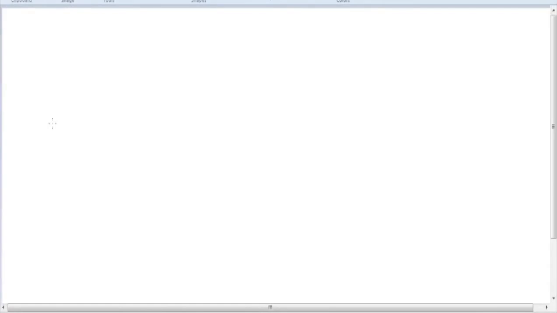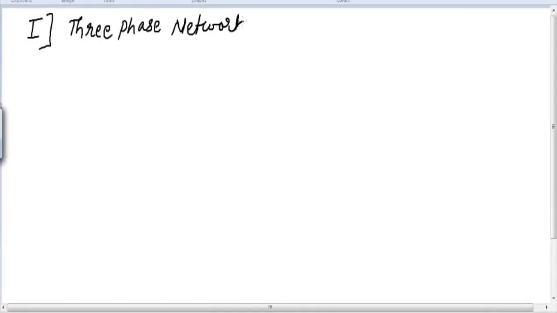So we are taking the first topic of Unit number 3. For the first topic, you will write in your copy: 3 phase network in impedance form. Okay, so how to write the three phase network in terms of the impedance form? Okay, so I will draw the diagram here, so you also have to draw the diagram here.